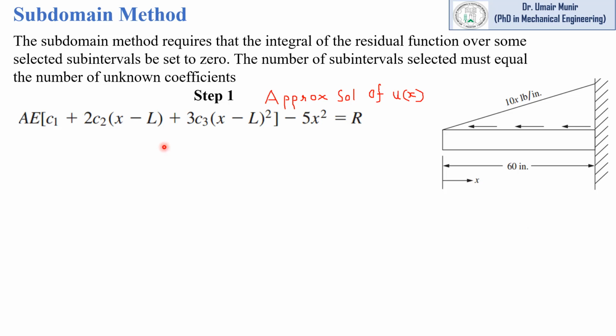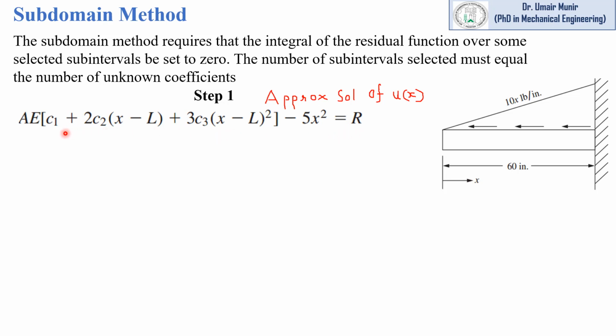Subdomain method is a type of weighted residual method. In the weighted residual method, we have assumed an approximate solution of axial displacement for this rod, which is subjected to a triangular load distribution. And in the previous lecture of weighted residual method, which was lecture 3.6, we have derived this residual function.